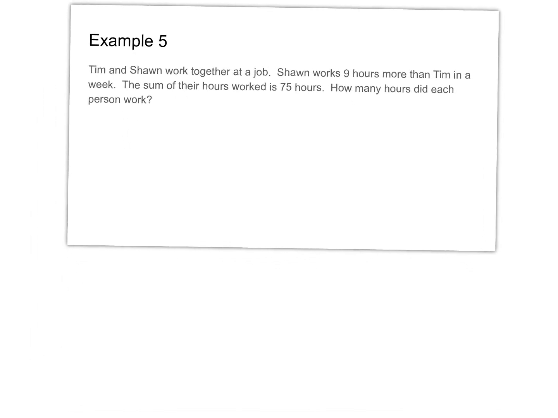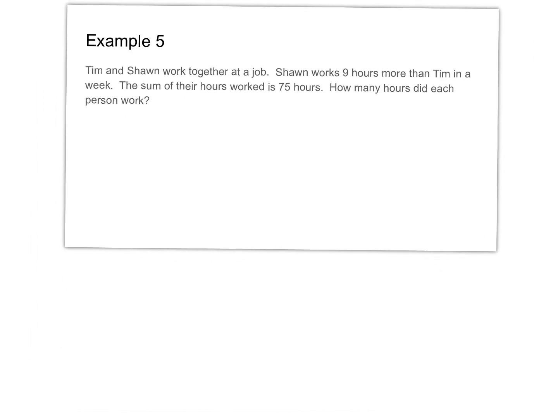Okay, Tim and Sean work at a job together. Sean worked 9 hours more than Tim did in a week. The sum of their hours is 75. How many hours did each person work? So we have Tim, we have Sean. Now, this is kind of like money quantity, but again, we have to be careful because this is just like the first one. Okay, so let's make Tim x, let's make Sean y. So Tim plus Sean is equal to 75 hours.